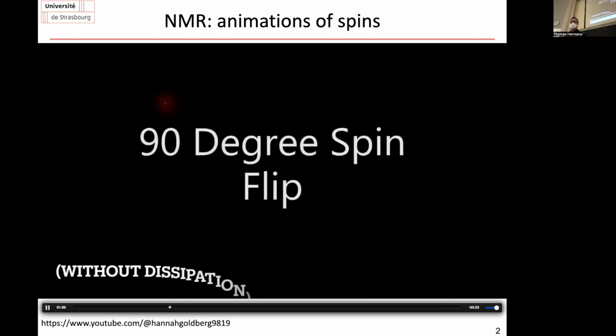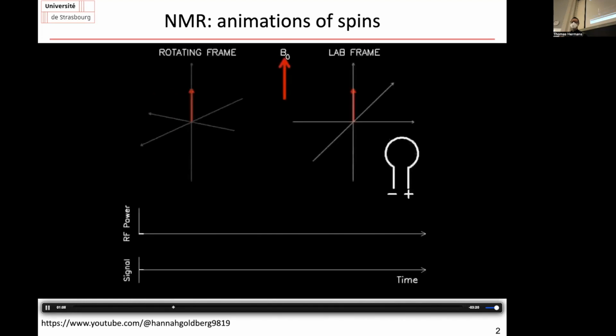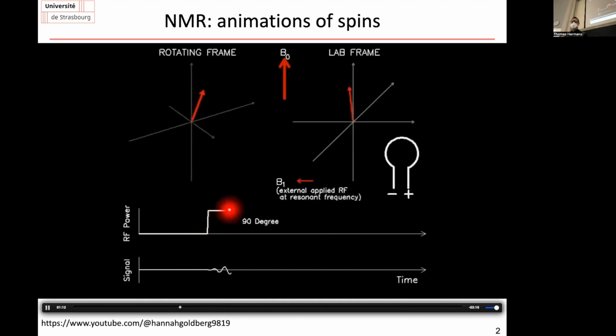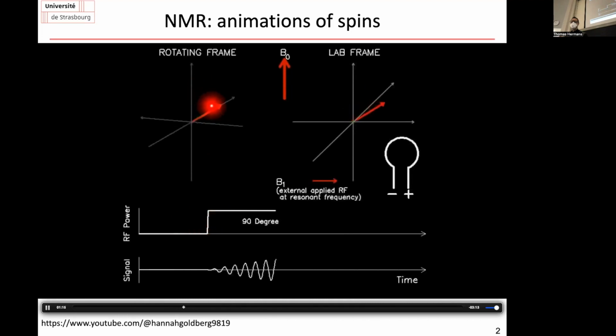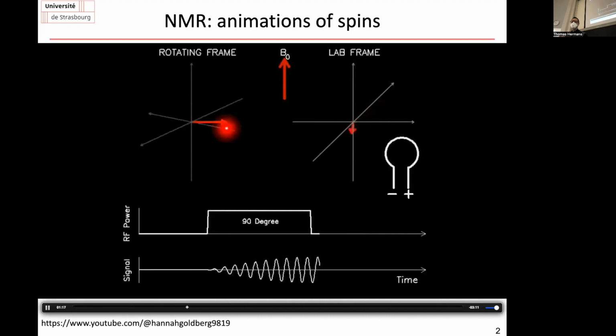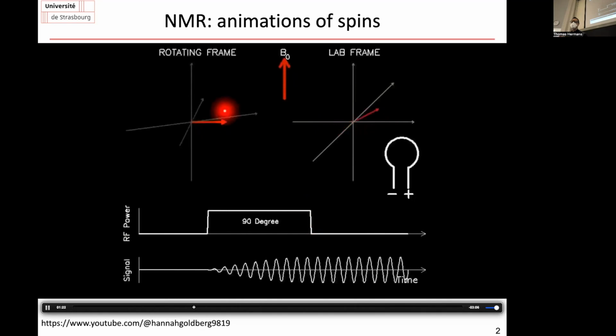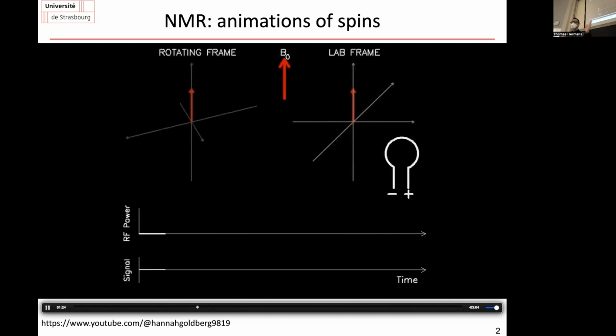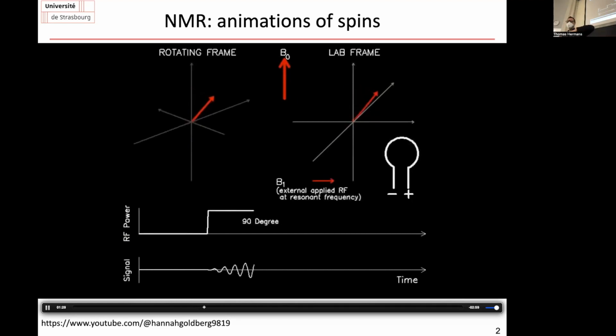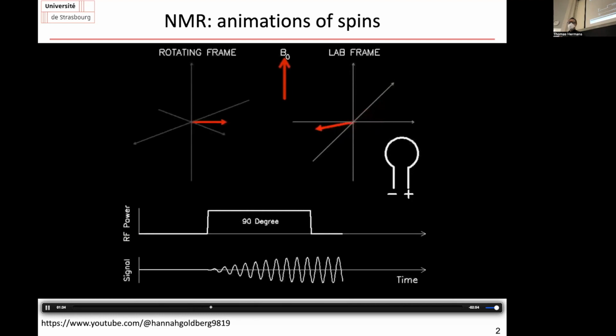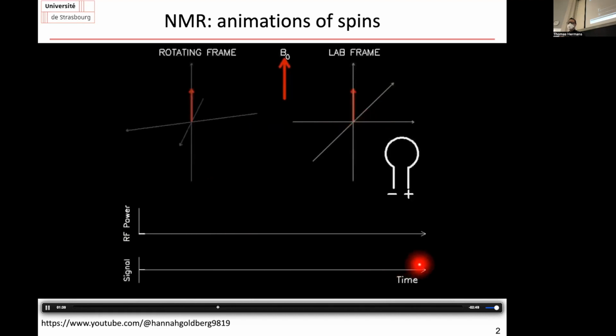So we start along the Z-axis, and when we give a certain time of this pulse, we turn the spin in the rotating frame, for example, by 90 degrees, and then we turn the radio frequency off. So this is a 90-degree pulse because the spin flipped from the Z-axis to, let's say, the Y-axis in the rotating frame. And that produces a signal. So if we would now turn on the detector, we would see a signal.